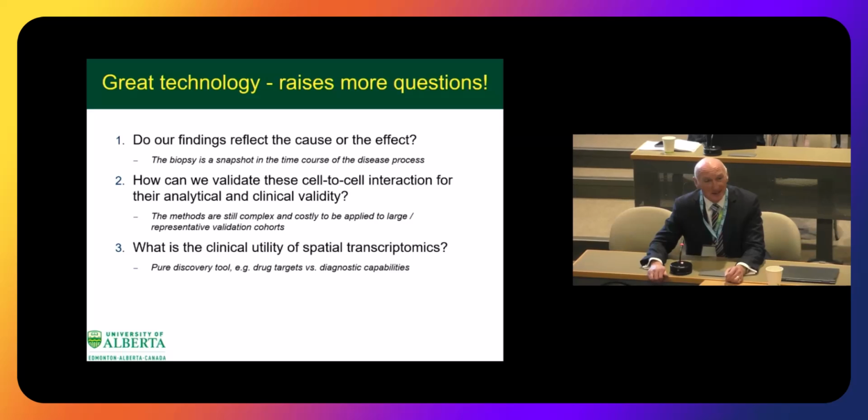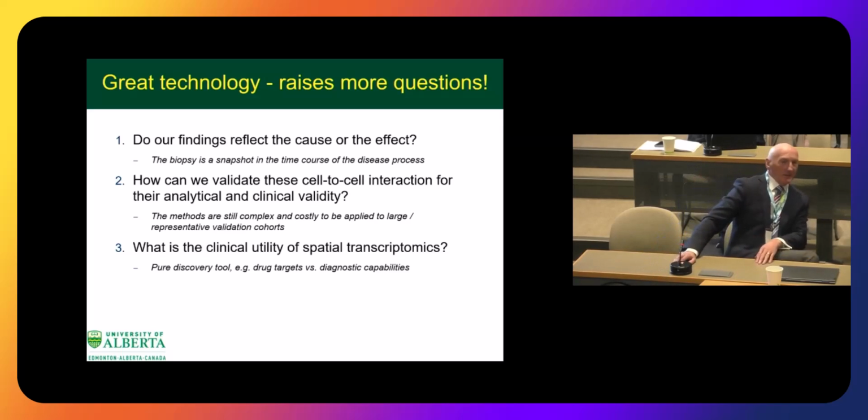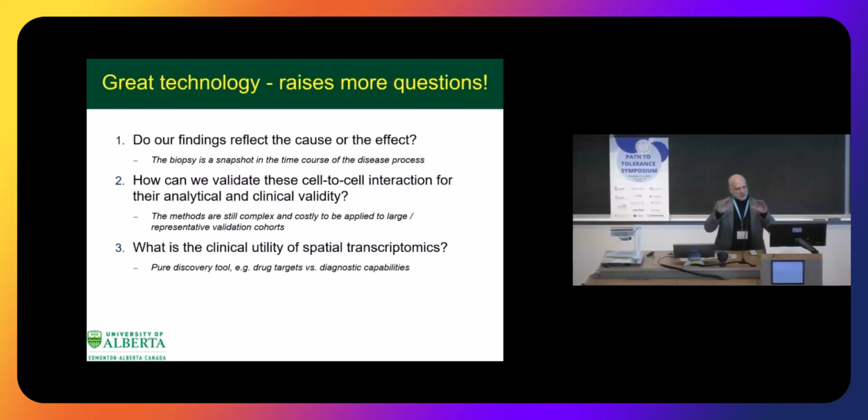No, I agree. Currently, the spatial technologies are very cumbersome, expensive, and discovery tools. But I think the technology will mature, as always, so that you can use it at a larger scale of biopsies and pair it with the clinical trials you're designing, right, to learn about these endpoints. I agree.